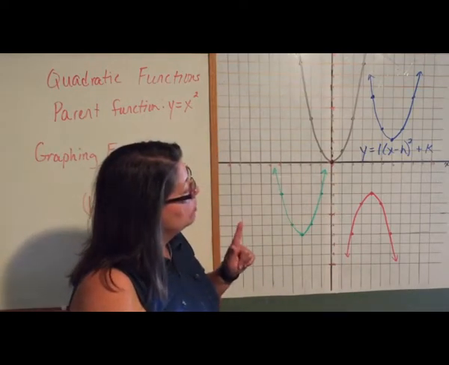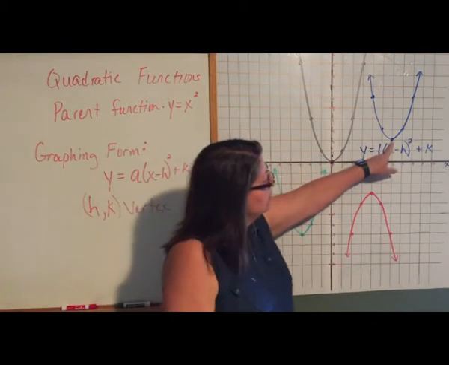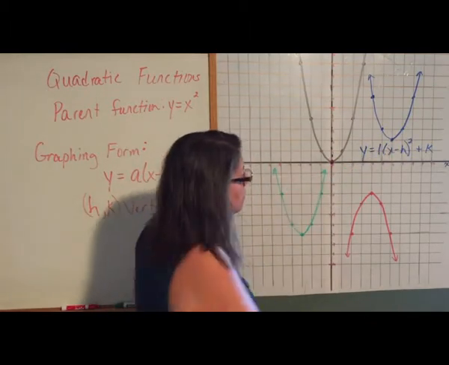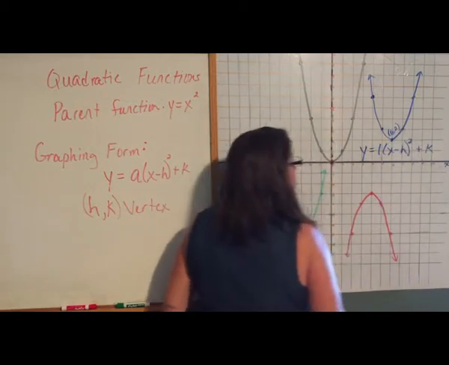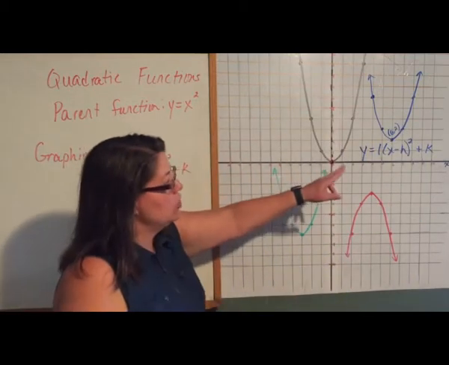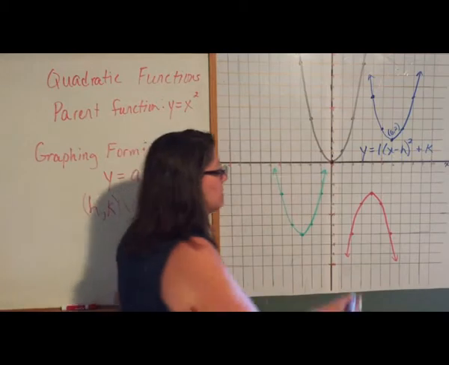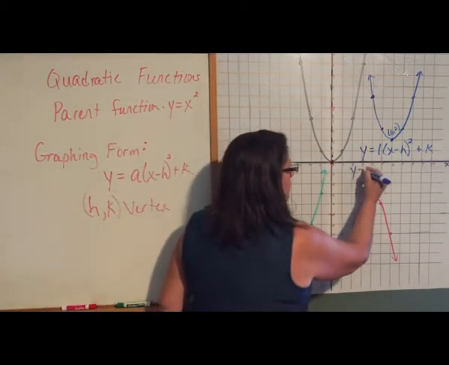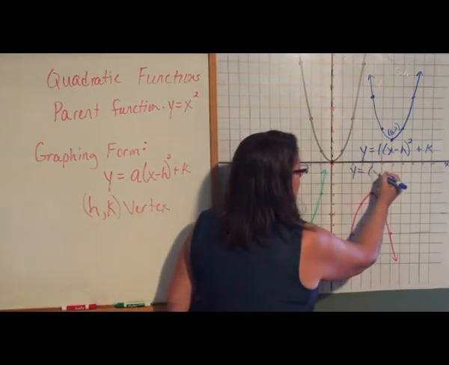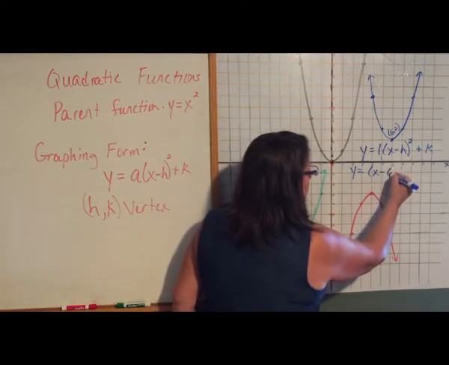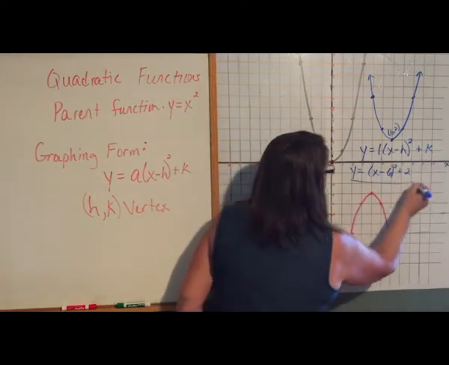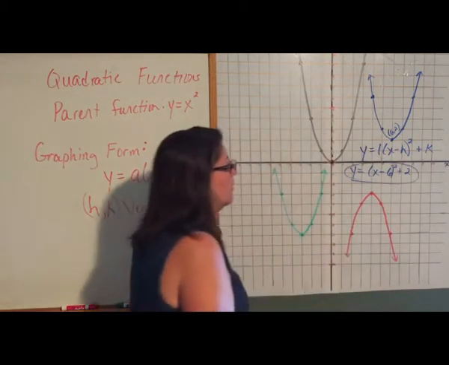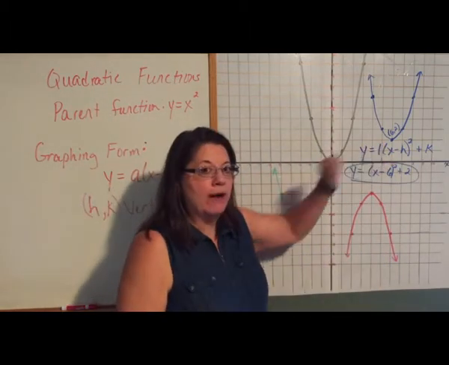Now remember, h, k is the vertex of my parabola. So if I'm looking at this one, the vertex here is this ordered pair 6, 2. So my vertex is 6, 2. So I'm going to plug 6, 2 in for h and k to get my equation. So I've got y equals 1 times x minus 6 squared plus 2. That is the equation of my translated blue graph.